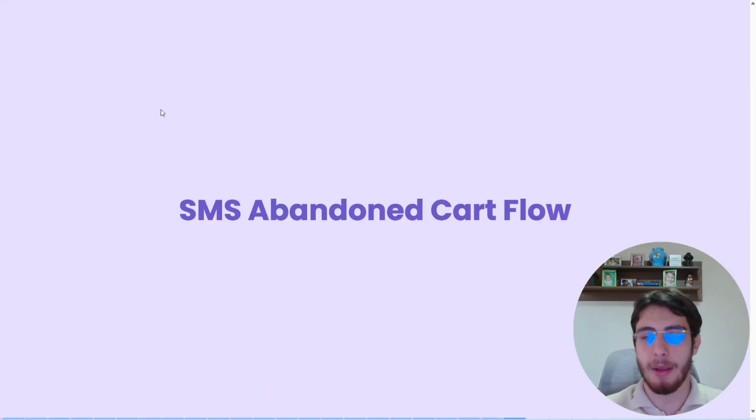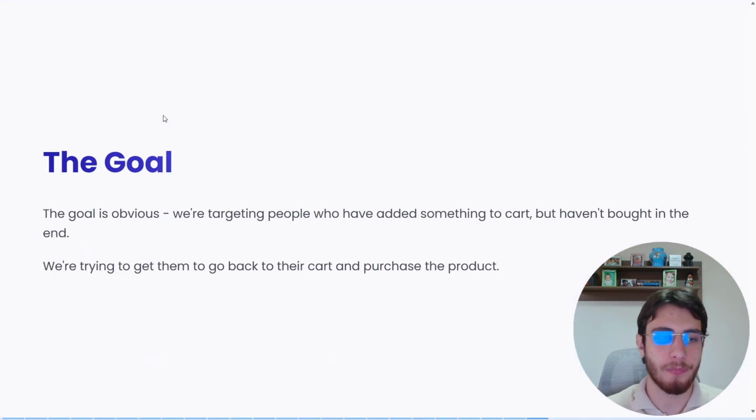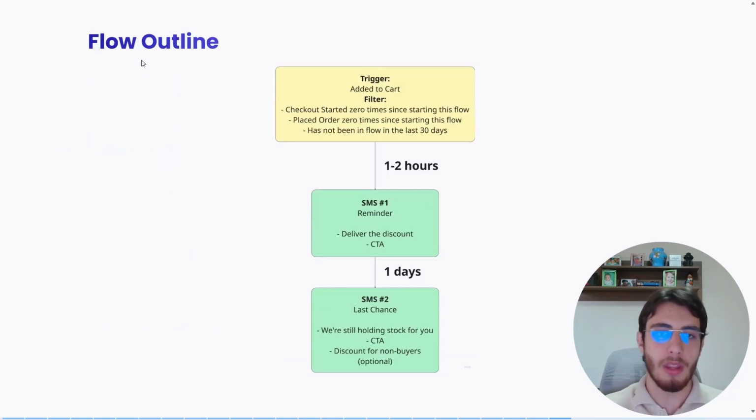Now, SMS abandoned cart flow. So the goal is pretty much obvious, okay? We're targeting people who have added something to cart, but haven't bought in the end. So they come to our website, they see a product, they click add to cart, and then they leave the website. And then we're trying to get to those people. We're trying to get them to just get back to the website, fill in the details, and buy the product, okay?